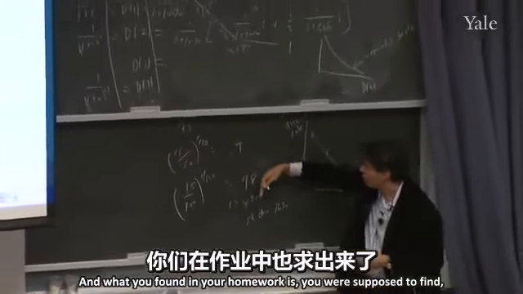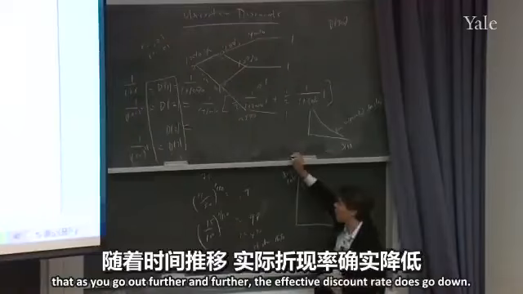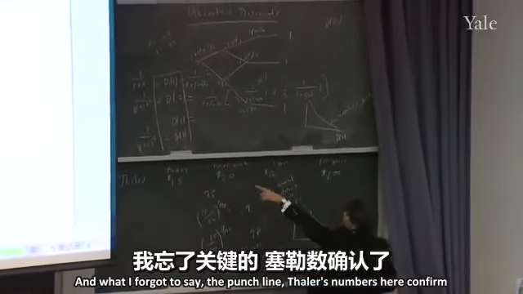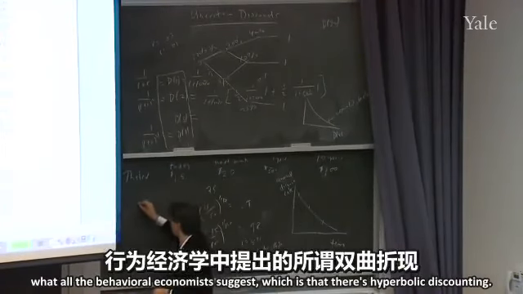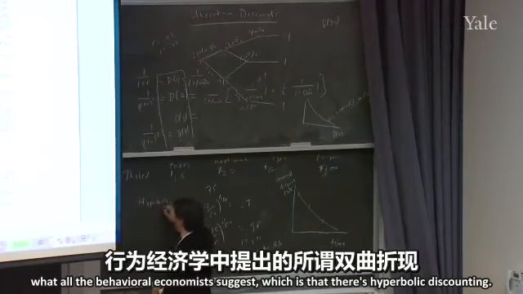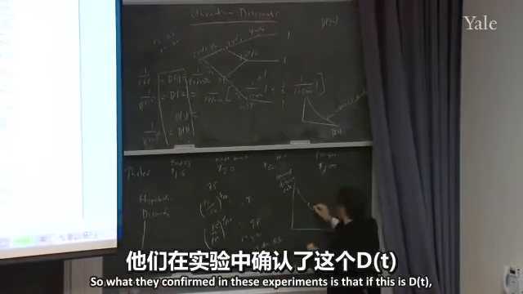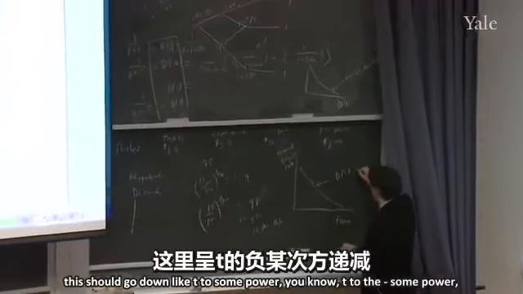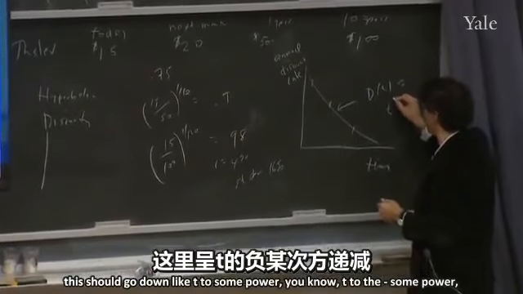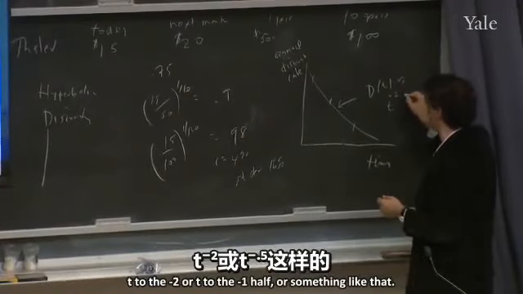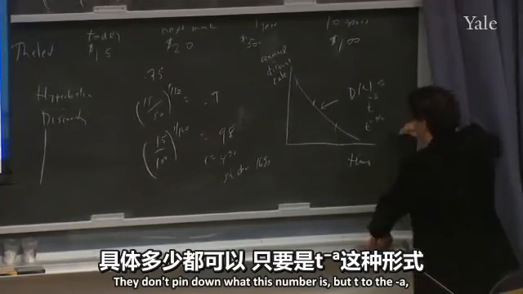And what you found in your homework is you're supposed to find that as you go out further and further, the effective discount rate does go down. And the punchline is that Thaler's numbers here confirm what all the behavioral economists suggest, which is that there's hyperbolic discounting. So what they confirm in these experiments is that if this is d of t, this should go down like t to the minus some power, t to the minus 2, or t to the minus a half, or something like that. They don't pin down what this number is, but t to the minus a.